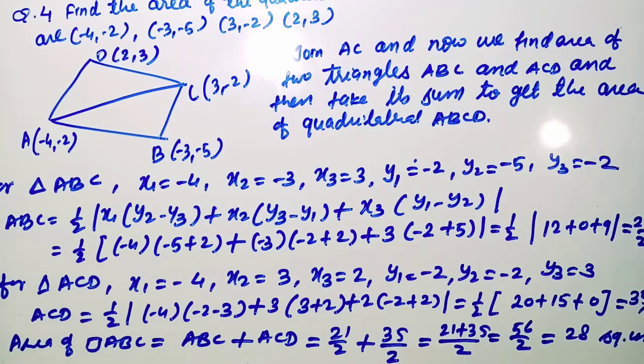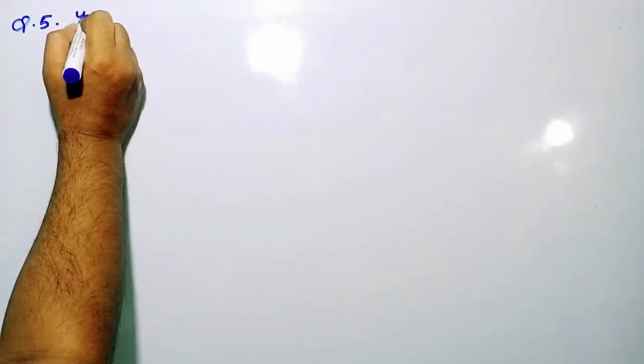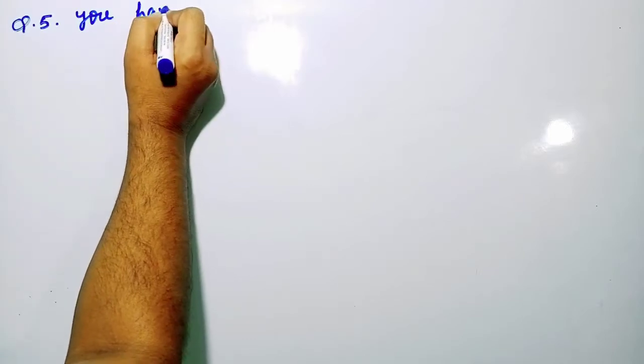Okay students, this is simple. Whenever you have a quadrilateral and you want to find out the area, just draw the diagonal and divide it into triangles. Now question number 5.